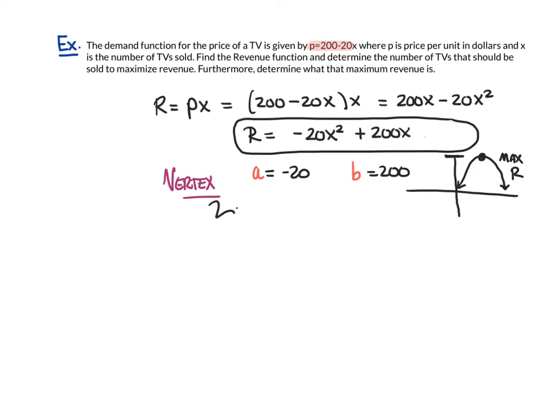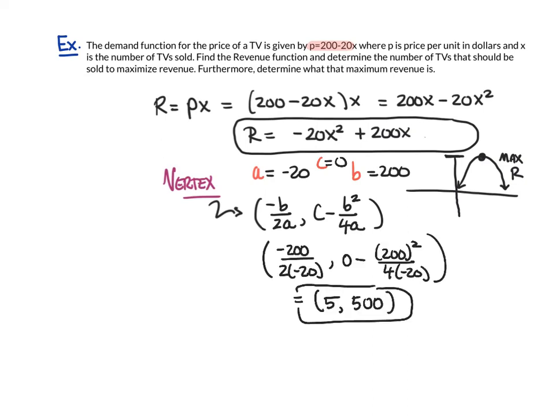And remember, we have a formula for the vertex. The vertex is minus b over 2a, comma c minus b over 4a. I apologize, that's actually b squared. So all you need to do is input all of our quantities, and like I said before, the c is actually 0 in this case. So we input all of our quantities into this formula and then compute where our vertex is. And once you chug through that computation, you'll get 5, 500.